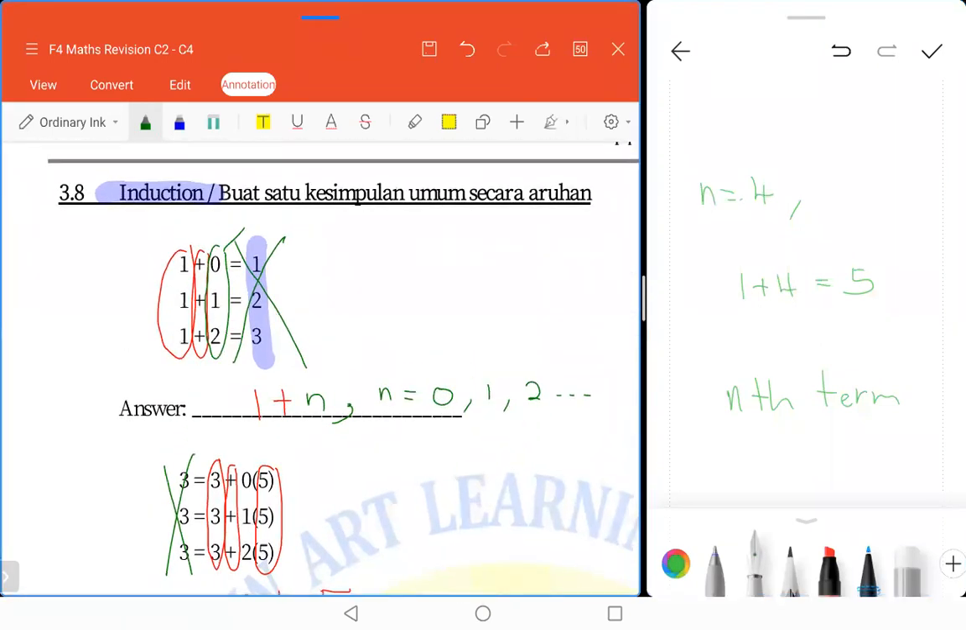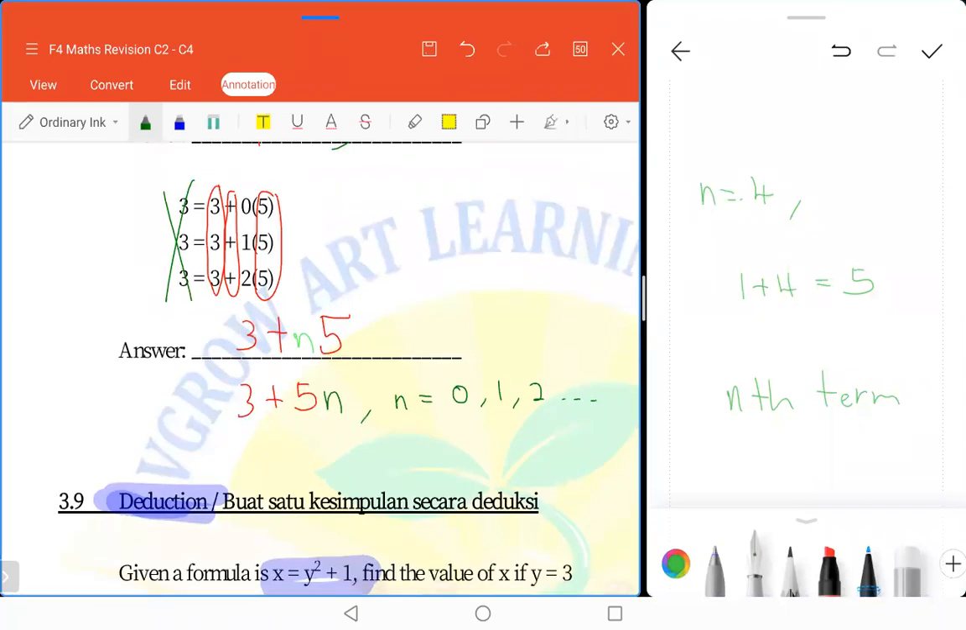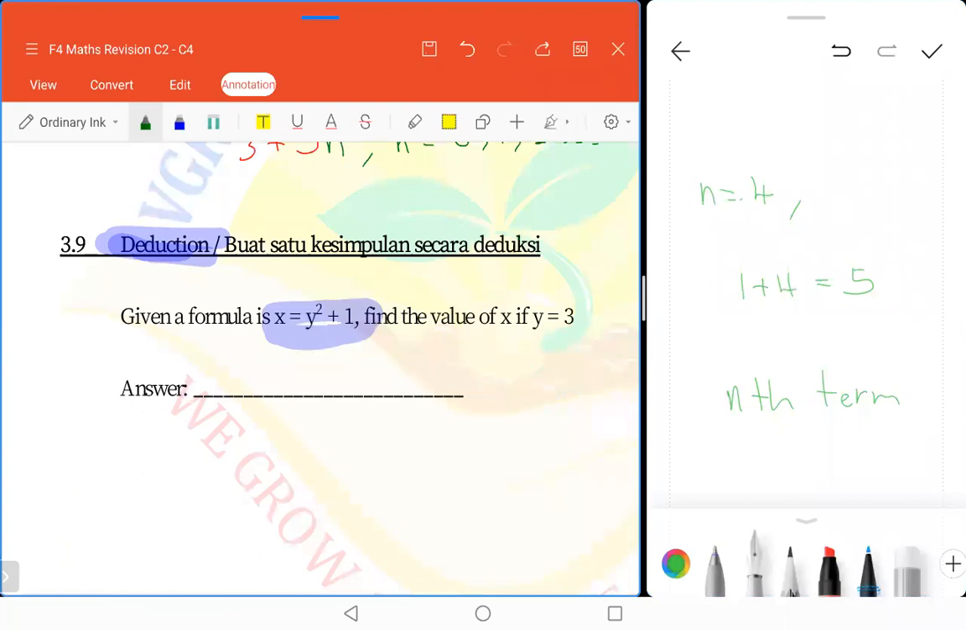Okay, induction means if the questions give you answer, you create formula. Deduction is the opposite. Given a formula, now the formula is given. x equal to y squared plus 1. Find the value of x if y equal to 3. Substitute only. So x equal to 3 squared plus 1. So you find out the answer. 9 plus 1 is 10. Just show like this, so you get the full mark. Okay, deduction. Formula is given.